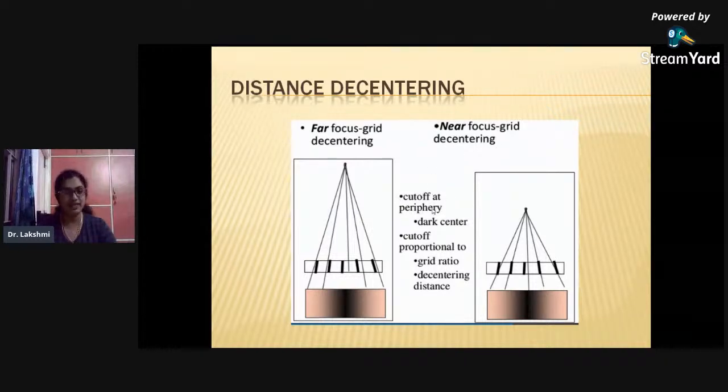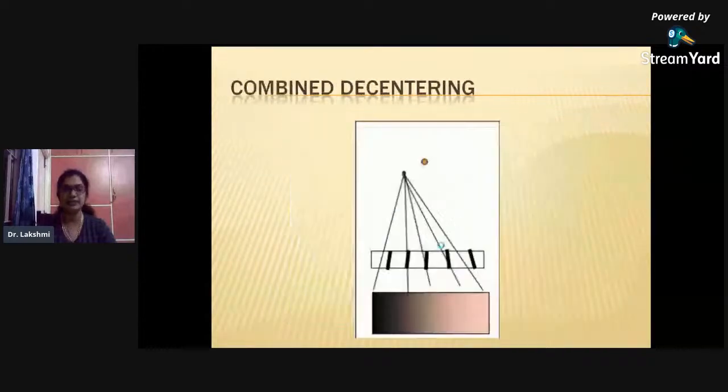Cut off at the periphery, dark center over here. Can you see this? And there is a cutoff at the periphery. It's not exposed. Grid ratio, decentering distance. Okay. And combined decentering uses both lateral and the focus.